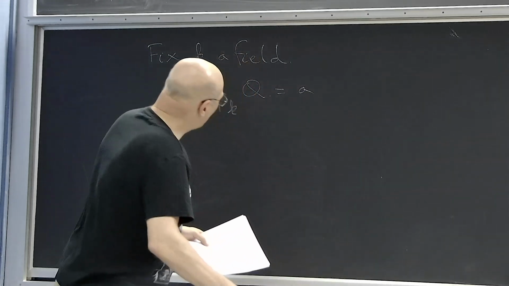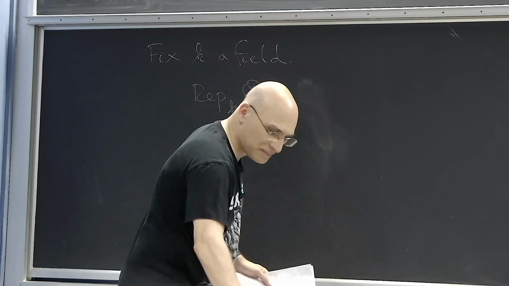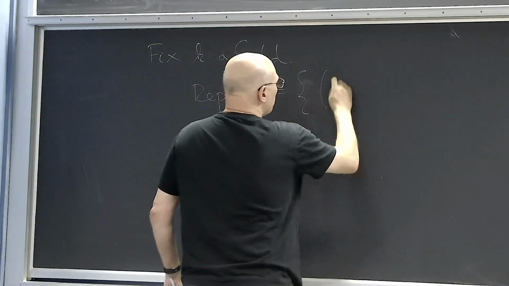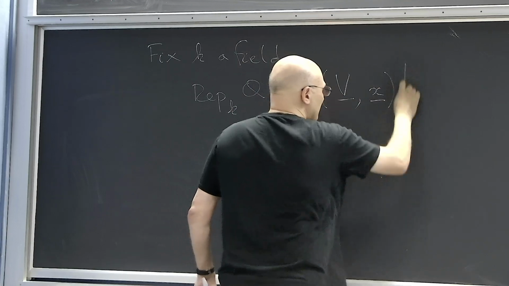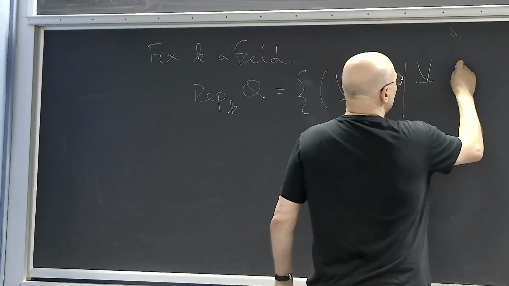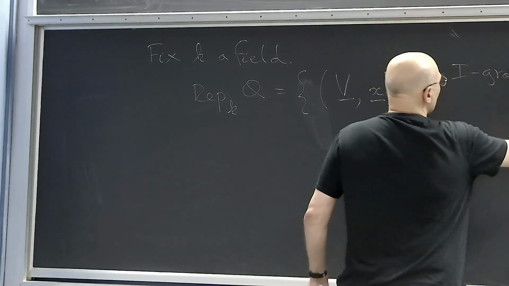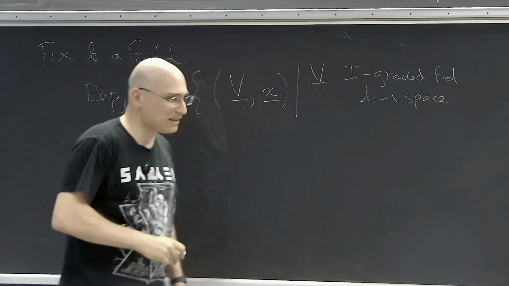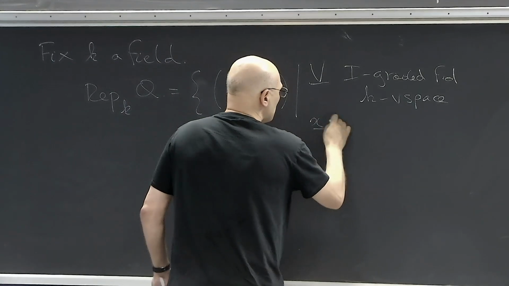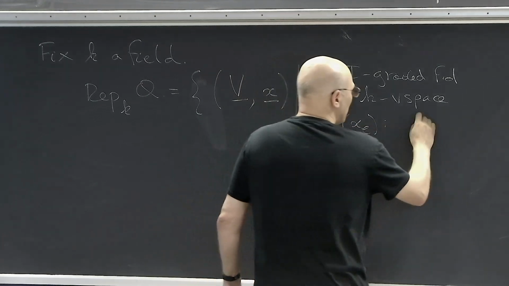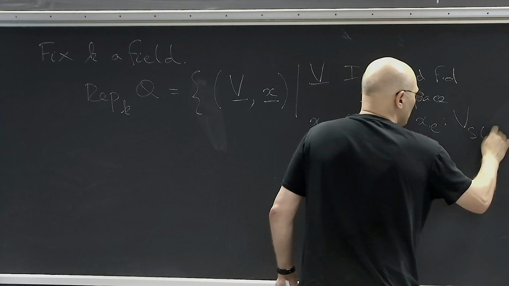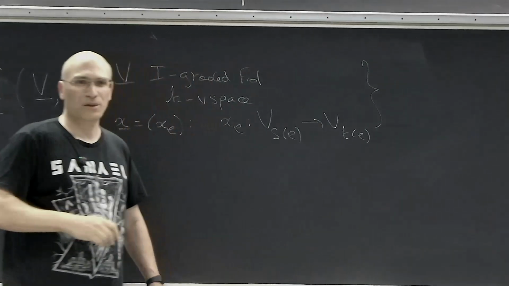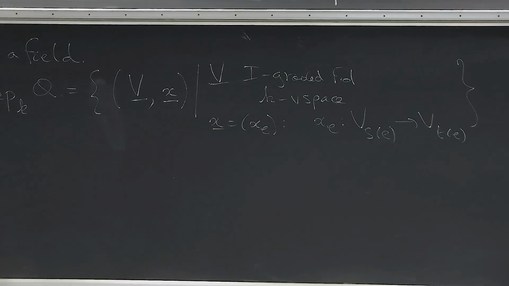Okay, so let me remind you what this is. The objects of this category are pairs (V, x) where V is an I-graded finite dimensional k vector space, and x is a collection of maps indexed by edges, where x_e goes from the starting point of the edge to the ending point of the edge. So that's the representation of a quiver.